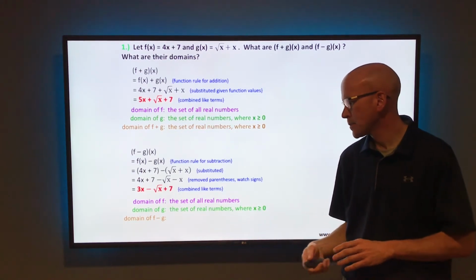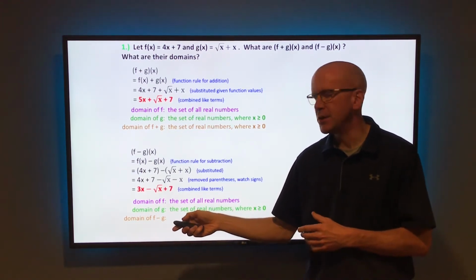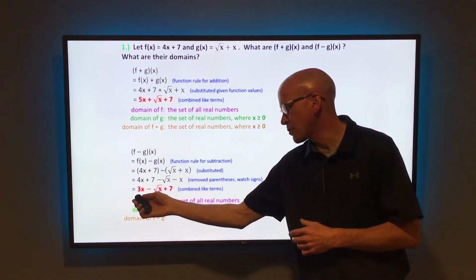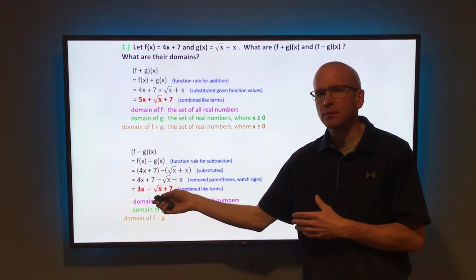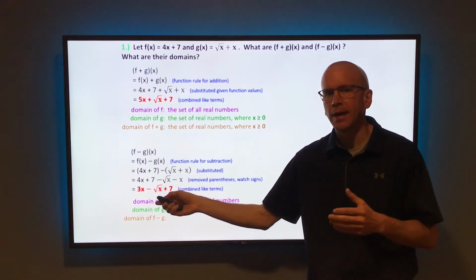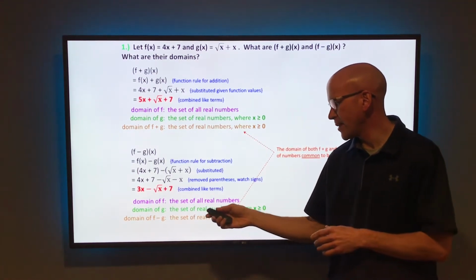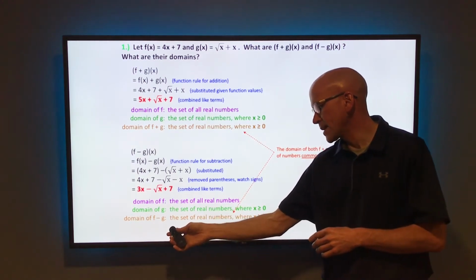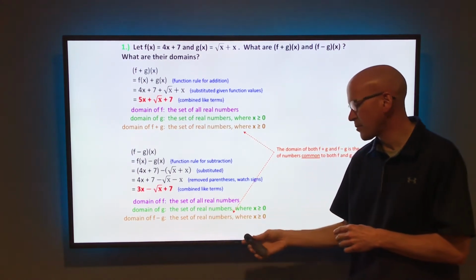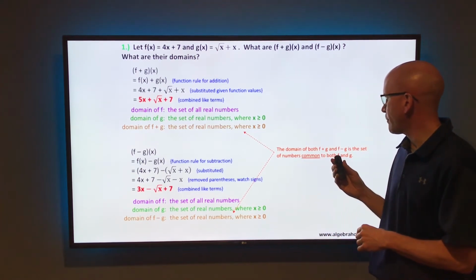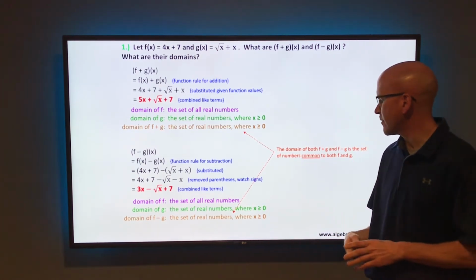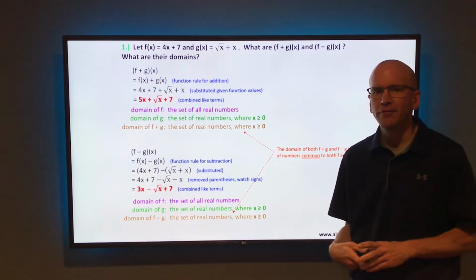And for the domain of f minus g, this f of x minus g of x, or 3x minus the square root of x plus 7. With that square root sign, that's a restriction. X must be greater than or equal to 0. So the domain of f minus g, or the x values, would be the set of all real numbers where x must be greater than or equal to 0. The domain of both f plus g and f minus g is the set of numbers common to both f and g.